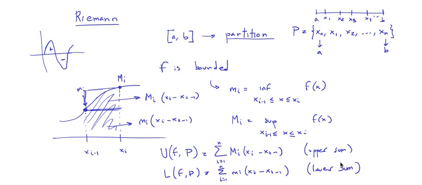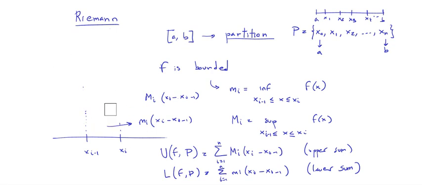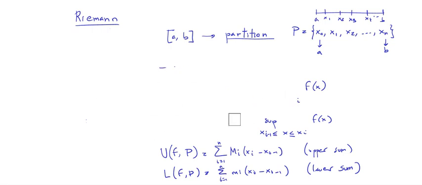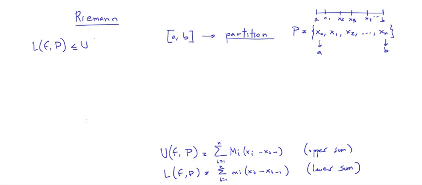Let me erase some of this. It's obvious that the lower sum is always going to be smaller than or equal to the upper sum, right?